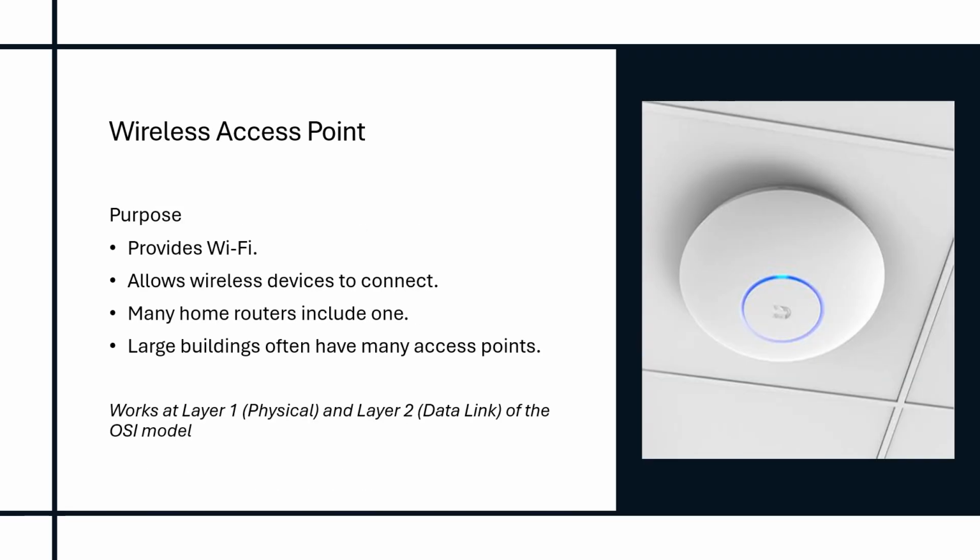The next device is a wireless access point. This allows wireless devices to connect to a network using Wi-Fi. Think of it as the device that broadcasts the wireless signal. Now, laptops, smartphones, tablets, and all other wireless devices connect to an access point instead of plugging into an Ethernet cable. The access point is connected to the network using a cable, usually to a switch, and then it provides wireless access for nearby devices.